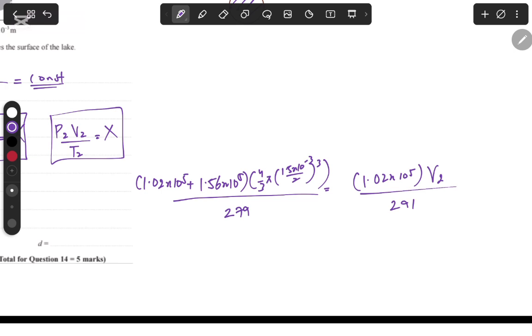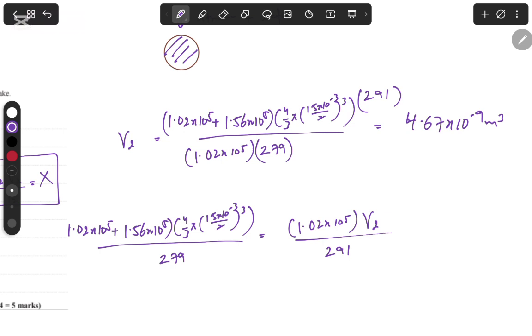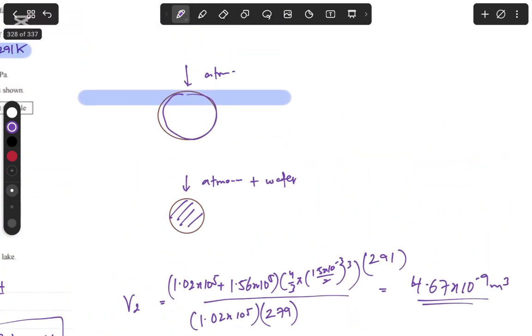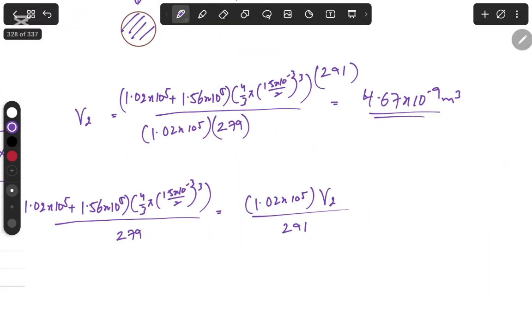So I've plugged in all the values. Be careful with the volume of the sphere. That's going to be 4/3 pi r cubed. Change the diameter by dividing by 2 and make it into the radius. So be careful with those things. And now all you have to do is find V2. After calculating it, we're going to get the answer as 4.67 times 10 to the power of minus 9 meter cubed. That's going to be the volume when the bubble has reached the surface.